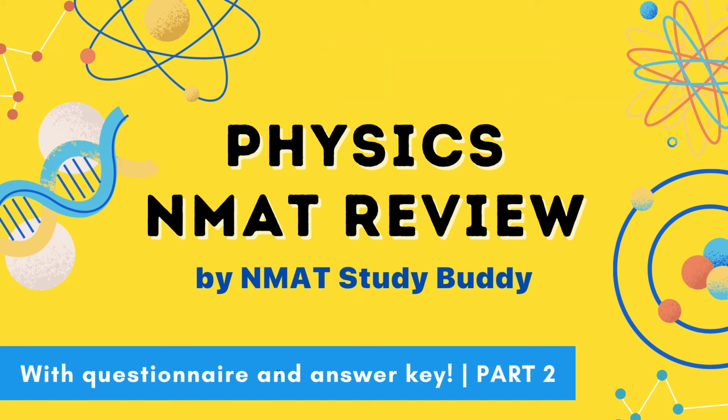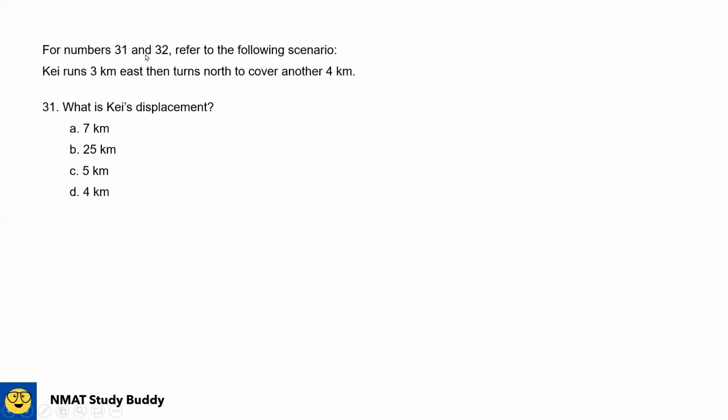That's all, let's review. For numbers 31 and 32, refer to the following scenario. K runs 3 kilometers east, then turns north to cover another 4 kilometers. Number 31, what is K's displacement?